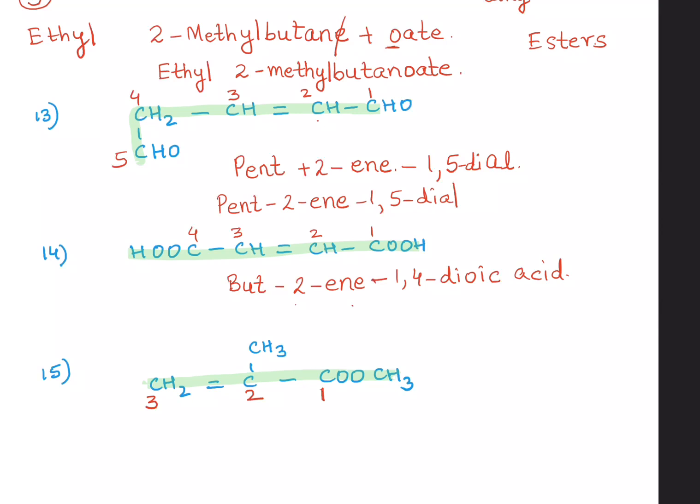So at the second position I have methyl. So this becomes 2-methyl. What's the word root? Prop. 3 carbon atoms. Saturated, unsaturated? It's unsaturated. So what's the primary suffix? Yes, it's a 2-ene. Right? And what's the functional group? It's an ester. So 1-oate.